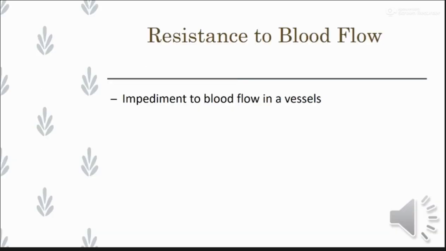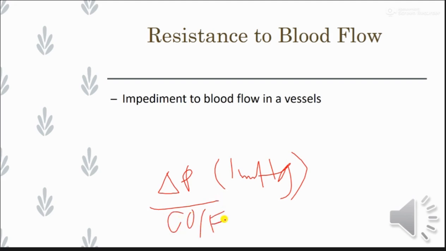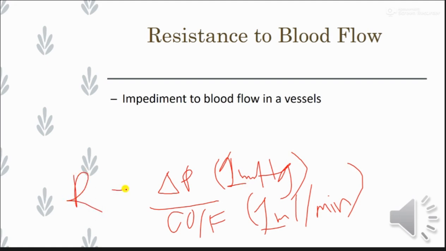Okay, let's now go to the resistance to blood flow. Resistance means impediment. It must be calculated from the measurements of blood flow and the pressure difference between the blood vessels. The formula is derived from Ohm's law. For example, if the pressure difference between two points is 1 mmHg, and the flow or the cardiac output is 1 mL per minute, that's 1/1, so we know that the resistance is 1, right? That is called the peripheral resistance unit.